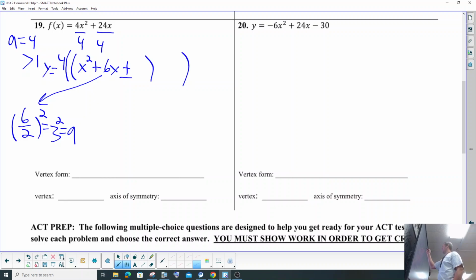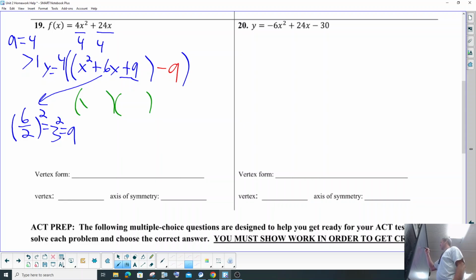So we're going to go ahead and add 9. And to balance that out, we're going to go ahead and subtract 9. And the reason why I put it outside one of the parentheses is because at the very end you'll see that we're going to have to distribute that 4 back through.